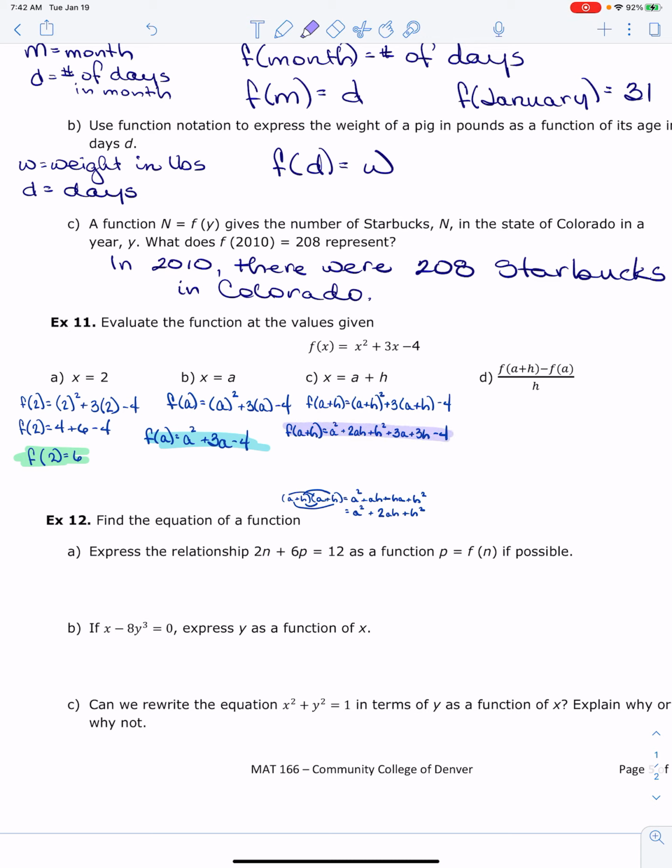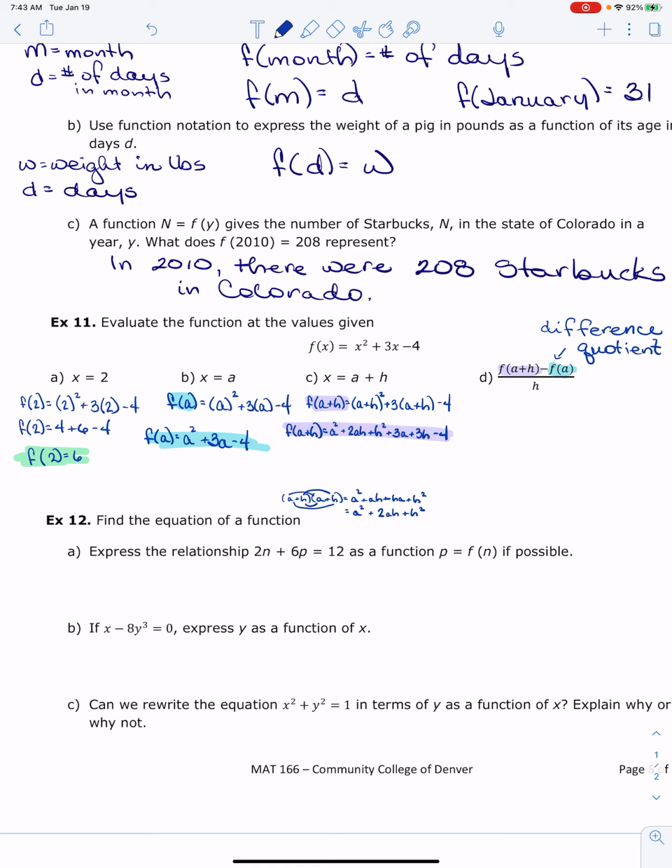Because look at what D asks us for. It asks us for f of a plus h, which we just calculated, minus f of a, which we got right here, all over h. And so this is something special, and we're going to see this a lot later on in this chapter. This is called the difference quotient. And for those of you going into calculus, this is a fancy way to find the slope. And it's the basis for the first half of calculus.